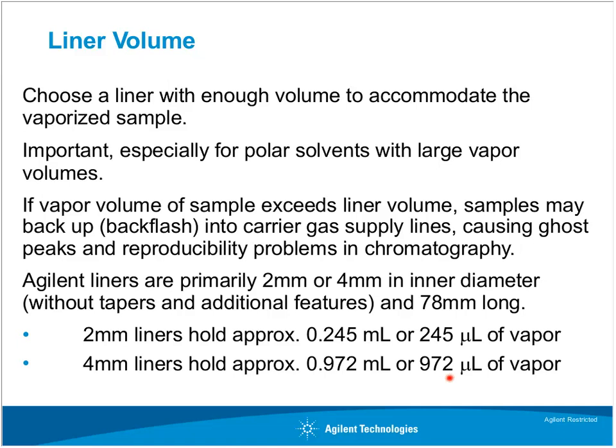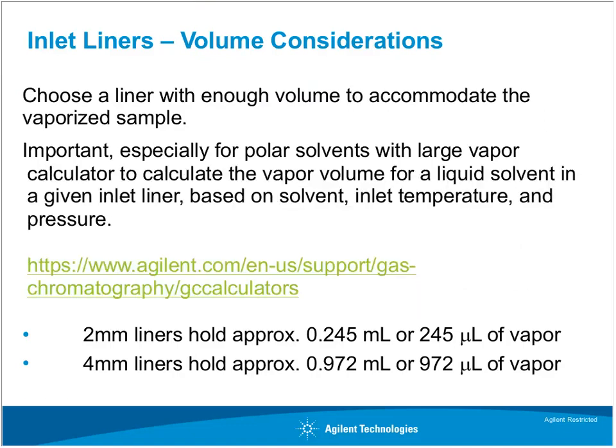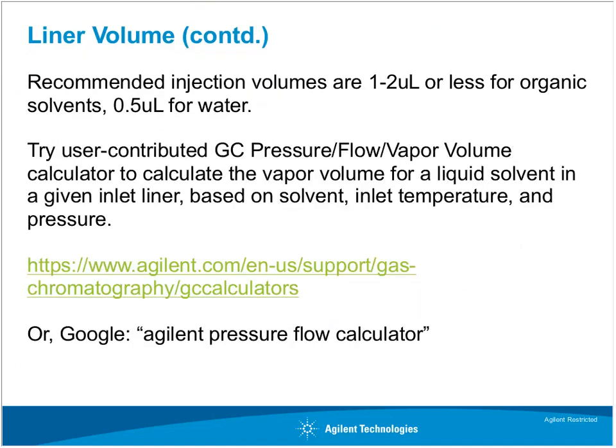Going back to that previous slide, you see that water has a vapor volume under these conditions even of over 1,000 microliters. So it already exceeds the vapor volume or capacity of a 4 millimeter ID liner. So with that, we actually have recommendations for most samples, and there are different ways we can manipulate things to change that.